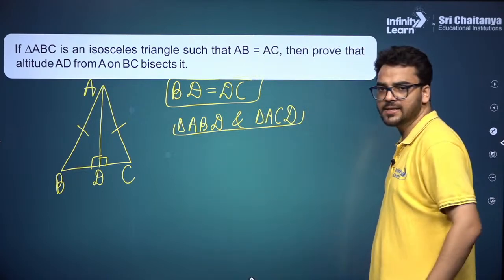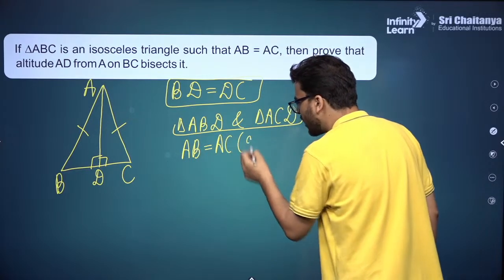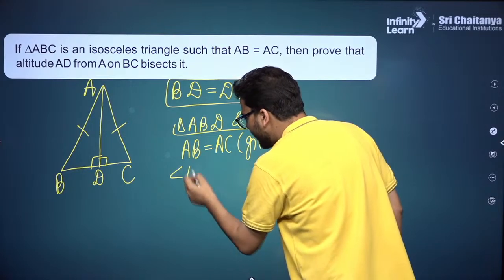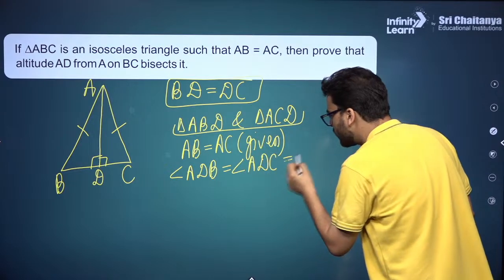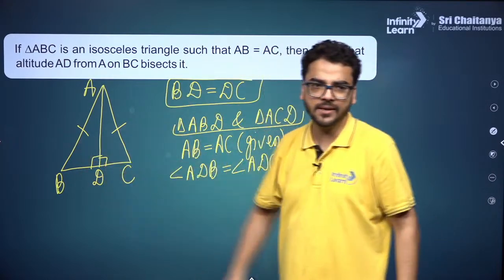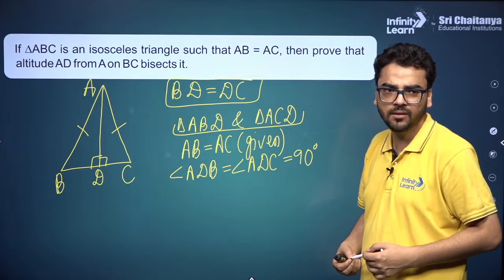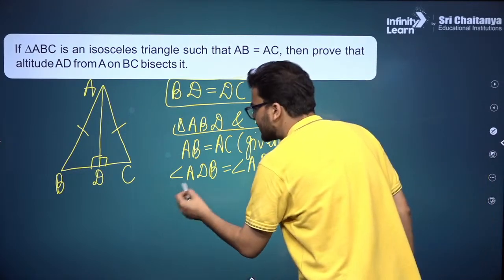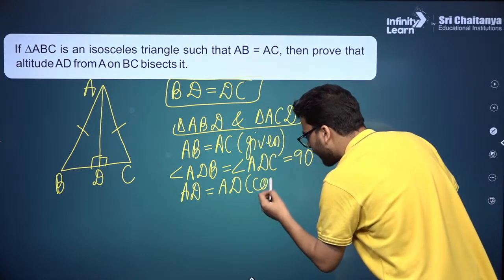So in these two triangles, AB is equal to AC is already given to us. And the second thing is angle ADB is equal to angle ADC, that is equal to 90, which is also given in the question itself because AD is perpendicular to BC. It is not SAS, RHS is correct here. Now the last part is that AD is common. AD and AD, they are common over here.